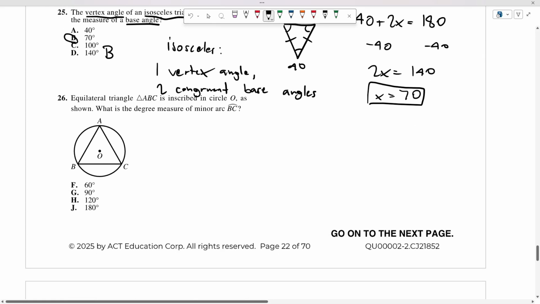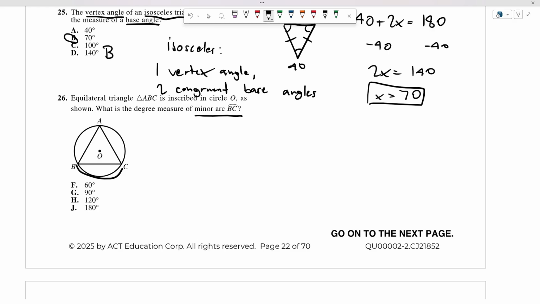26. Equilateral triangle ABC is inscribed in circle O. What is the degree measure of minor arc BC? If you ever see triangles or whatever inscribed in a circle, you might freak out. Honestly, I freak out sometimes too. But what's important to remember is sometimes you just have to look at the diagram they give you and see if you can figure out what it is from there. Minor arc BC is referring to this arc, right? It's asking you what's the degree measure of that arc, right?